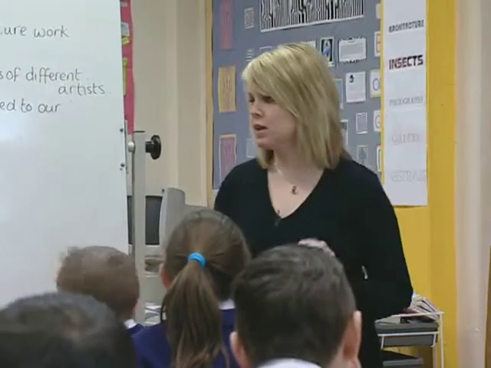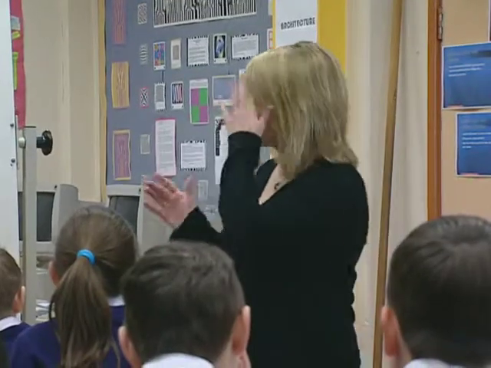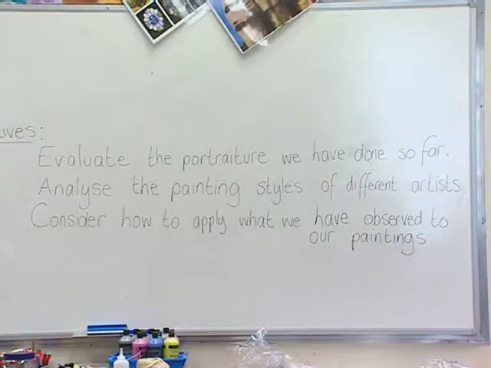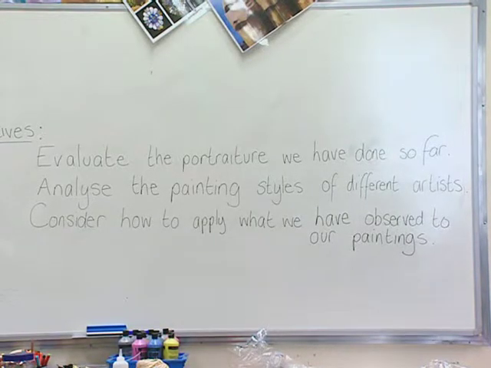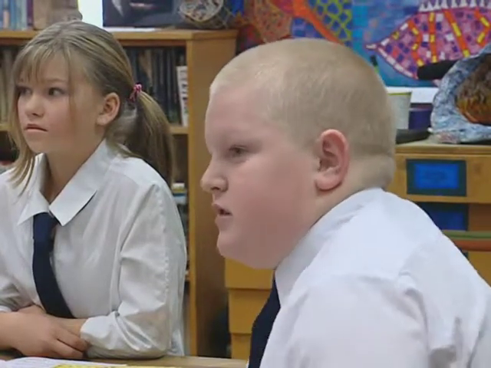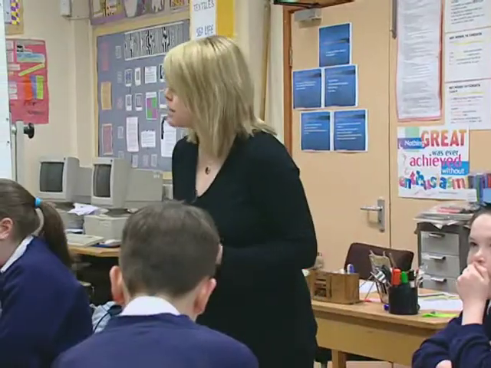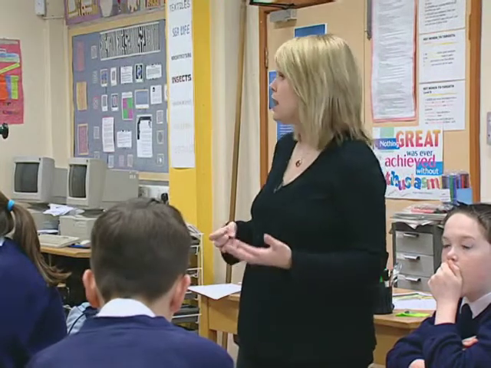So, we've been looking at Modigliani and Picasso's portraiture, and what I want you to do is have a look at the board and have a look at the objectives that we've set for this lesson. Right. This Year 7 class has been analysing the portraiture work of Picasso and Modigliani and using the styles of the two artists in their own paintings. Louise begins by explaining the first two learning objectives for the lesson, which are for pupils to evaluate their own portraiture work and to continue to analyse the painting style of different artists.